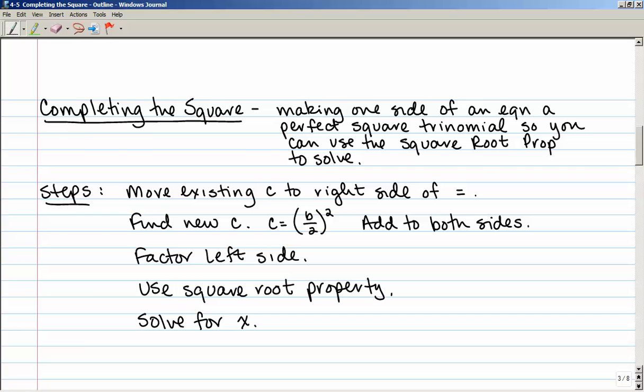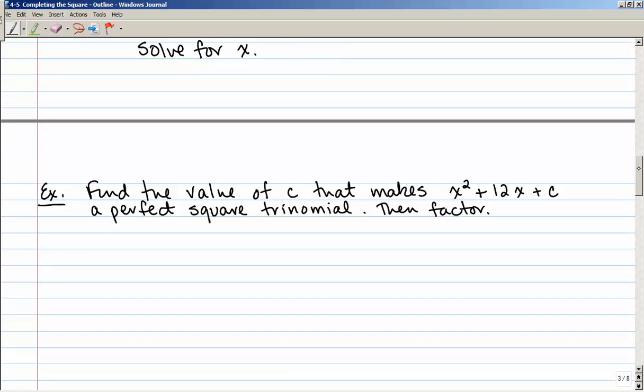So the steps are, we're going to move our existing c to the right side of the equal sign. So we're going to get rid of our c. Then we're going to find a new c, and that new c is equal to half of b squared. So whatever b is, take half of it, square it, and add that to both sides of the equation. Then we're going to factor the left side because it will be a perfect square trinomial because we made it that way. Then we'll use the square root property and solve for x. Let's take a look at a couple examples here.